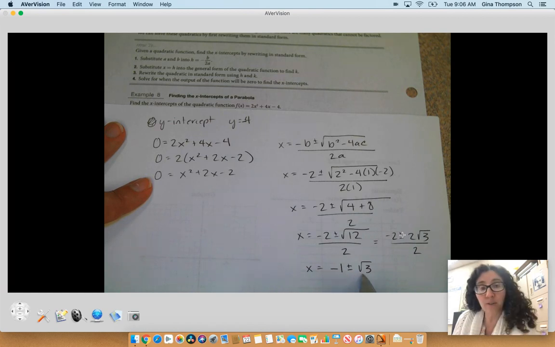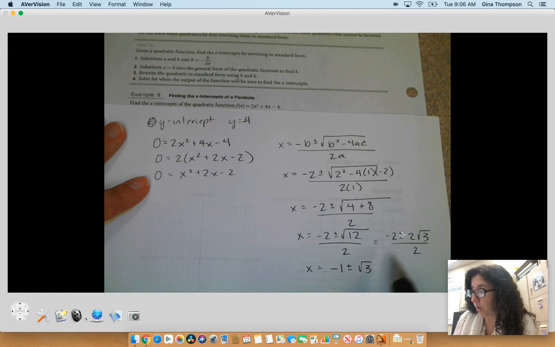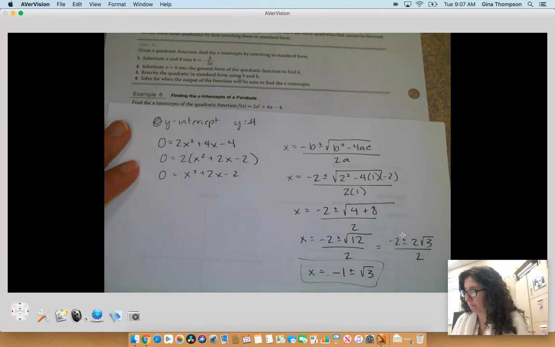I would probably never have been able to factor this and guess these numbers, right? So in a case like this, where you have irrational roots, meaning the square root of 3 isn't an easy number you could write as a fraction, these are irrational roots, but they're real. So really the quadratic formula is the only way you could find this realistically. But those would be the two x-intercepts.